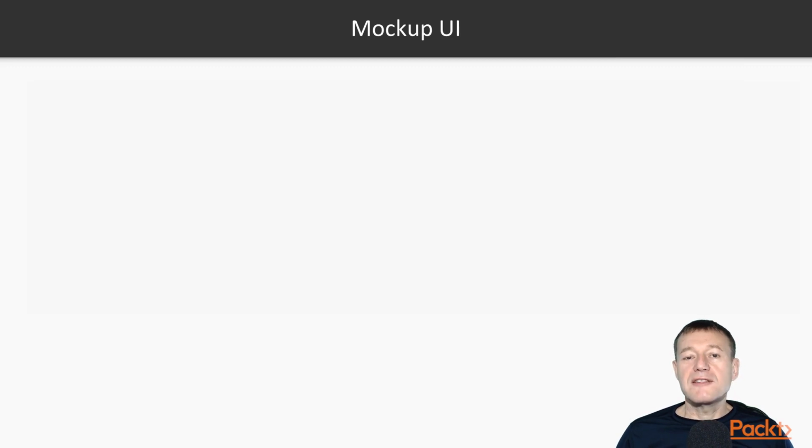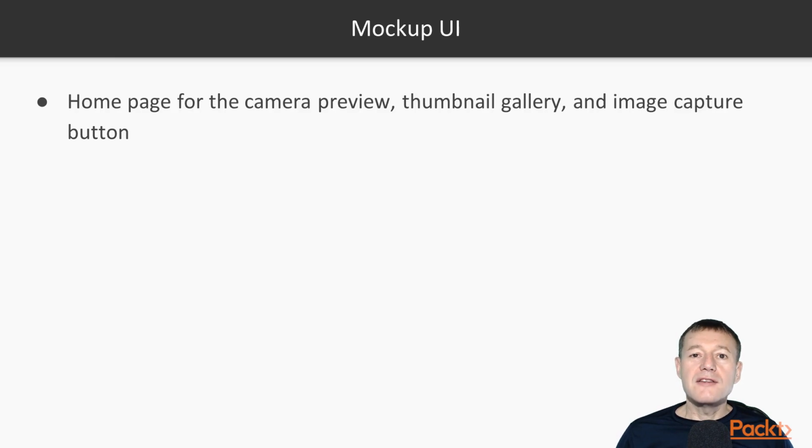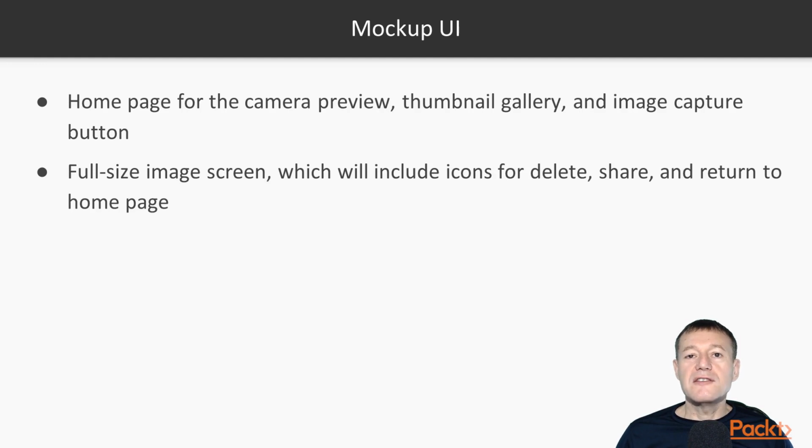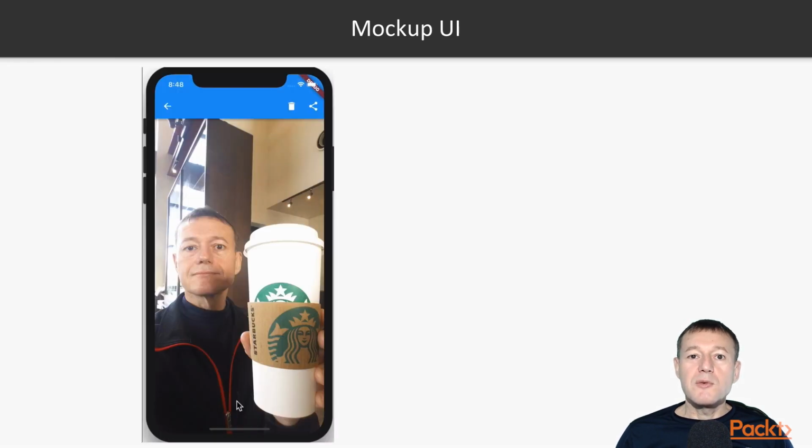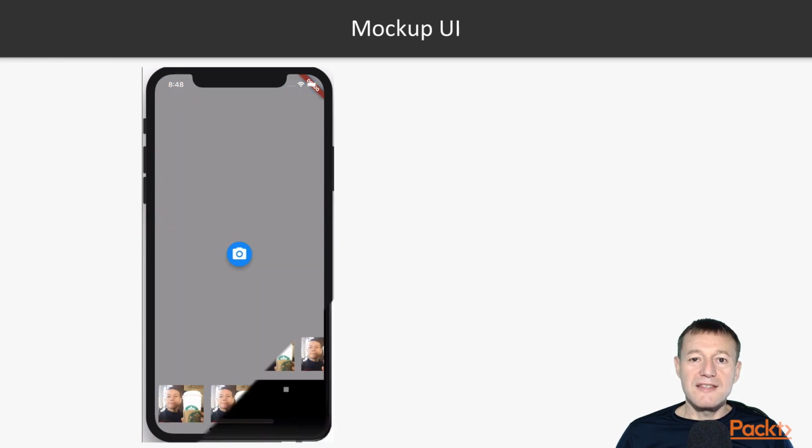In this video, we're going to create the Mockup UI, which will include a home page which will provide the camera preview, gallery, as well as an image capture button, a full-size image screen which will have icons for delete, share, and returning back to the home page screen, and we'll implement a navigator for switching between the home and full-size image screens. And in the end, our Mockup UI will look and work like this.